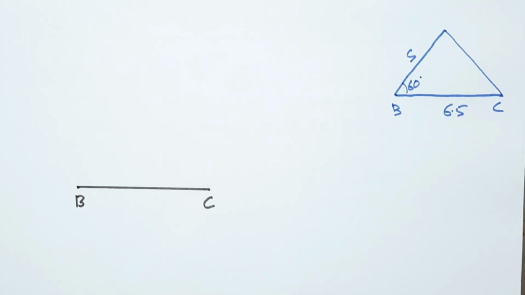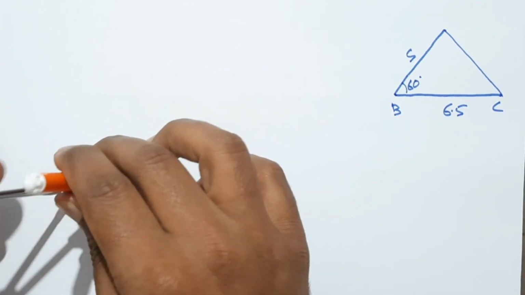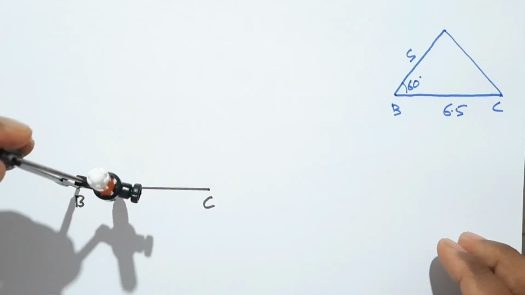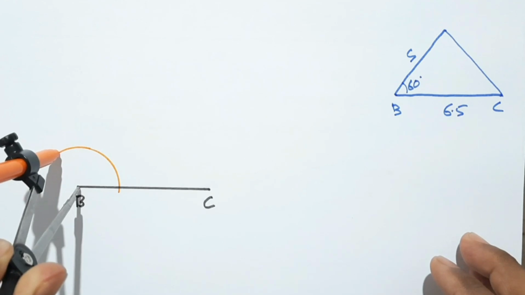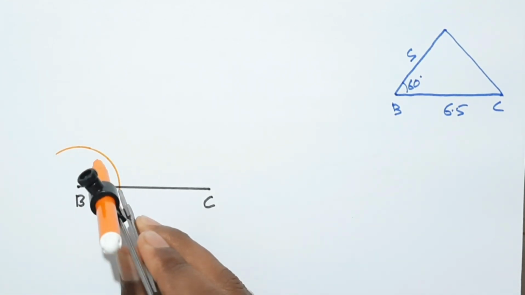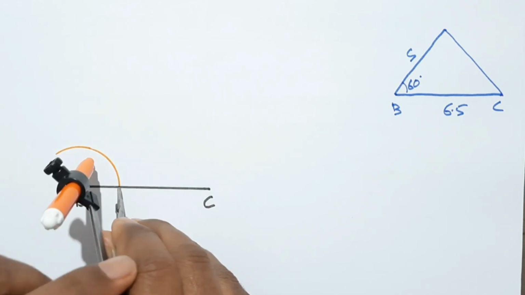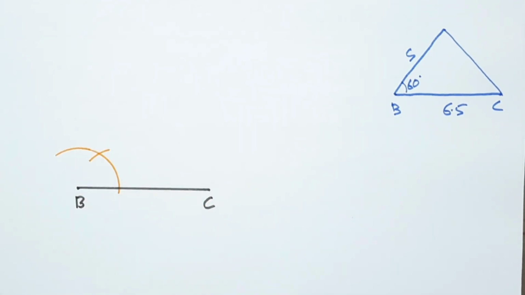Now we are going to construct a 60 degree angle. For that we will use a compass. First from here we will make a semicircular arc. Till here it's okay because we have to construct only a 60 degree angle. So first taking the compass here, we will cut our semicircular arc. Okay, so this is our 60 degree angle.